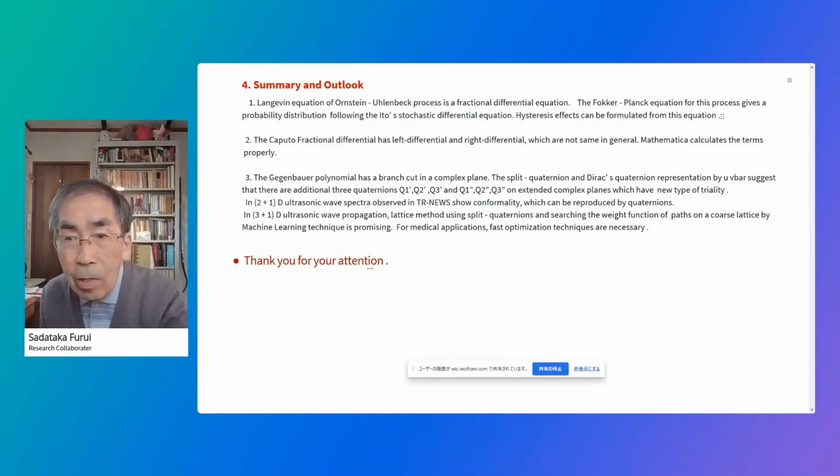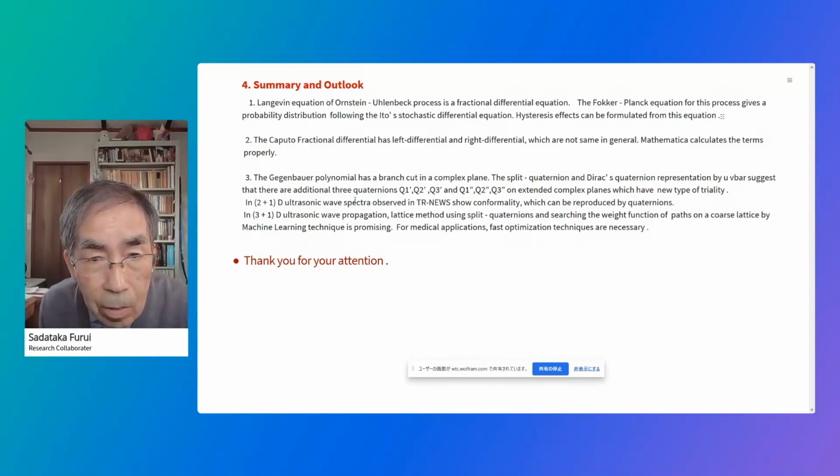Yes. What was the reason behind the difference in the number sign between the value you got for the Caputo equation and the one published in 2022?